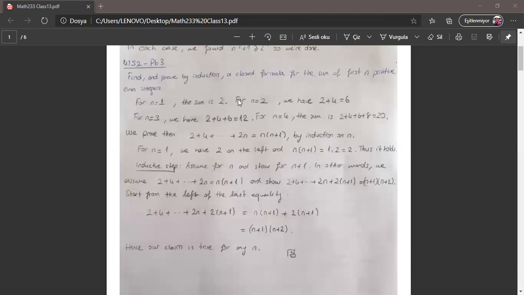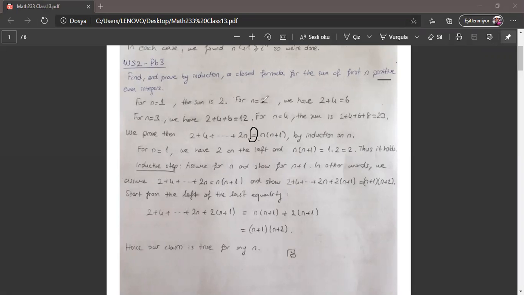Now this is from the second worksheet. Now we will prove by induction the sum of n positive even integers is equal to this. We will prove this equality. Now for n equals 1, it means if we have only one even integer, which is positive, we have 2. Thus the sum is 2. It's the only even integer that we add.